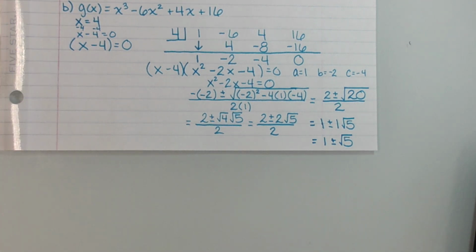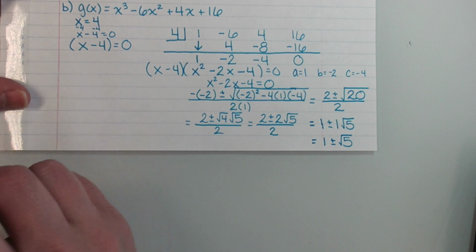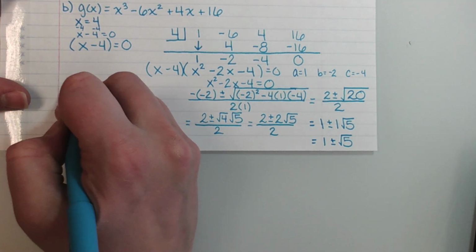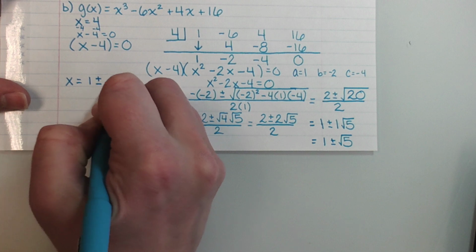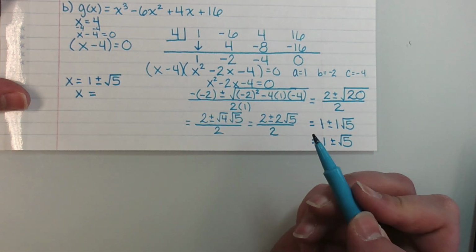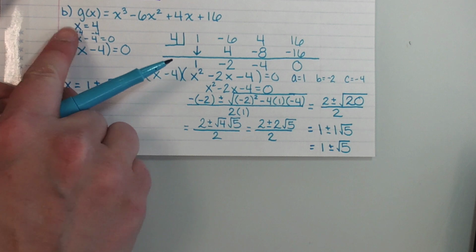So, my roots, my zeros, my x-intercepts are x equal to 1 plus or minus the square root of 5, as well as x equal to 4.